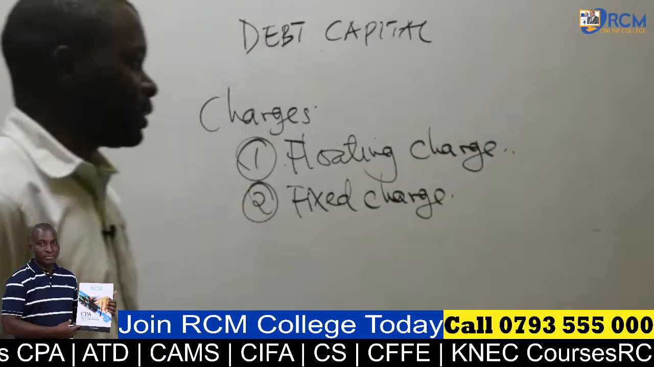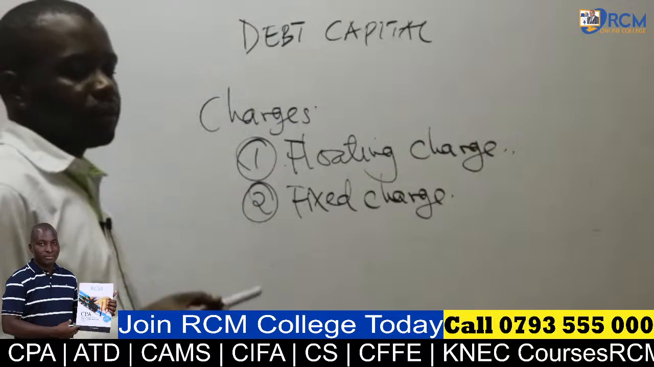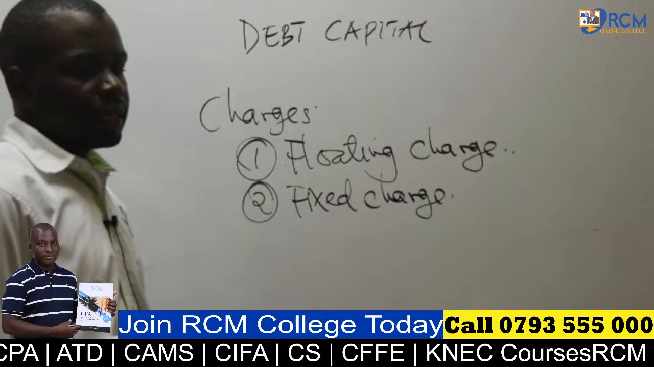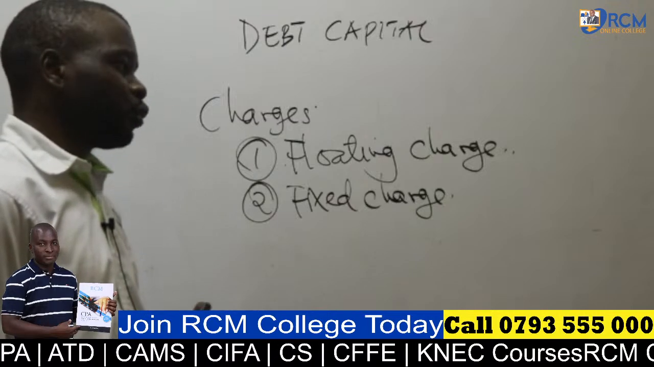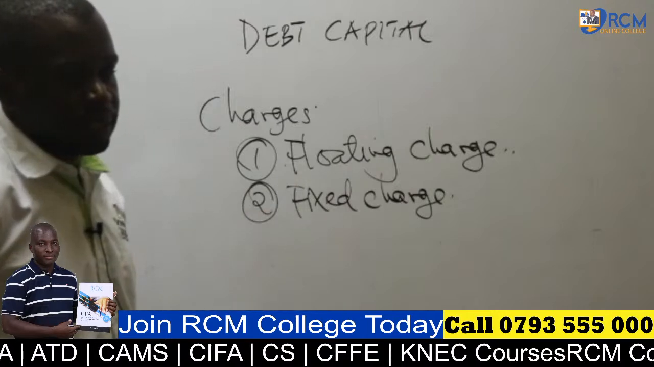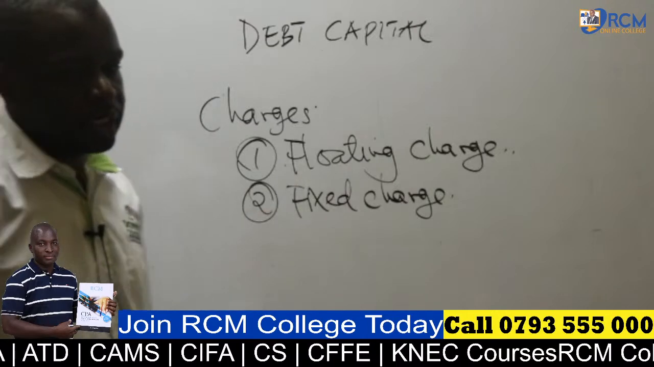So we were saying the debenture holders are acquiring debentures as they lend money to the company. So sometimes they could charge the assets of the company. And they can charge the assets of the company in two ways. So we can have a floating charge or a fixed charge.